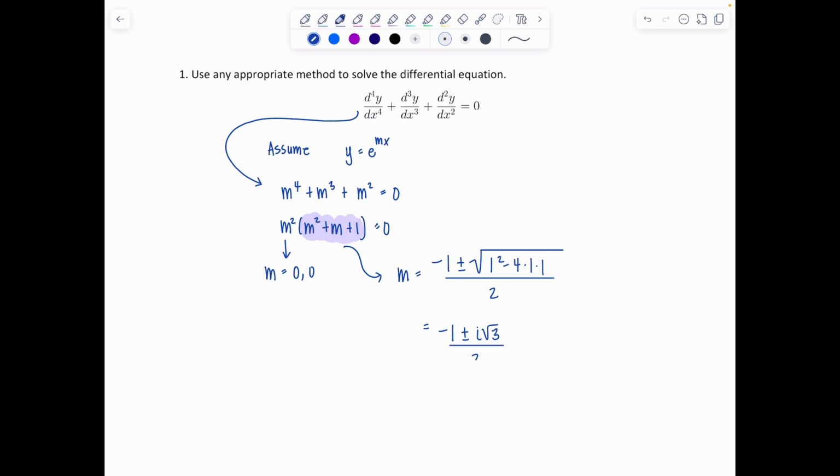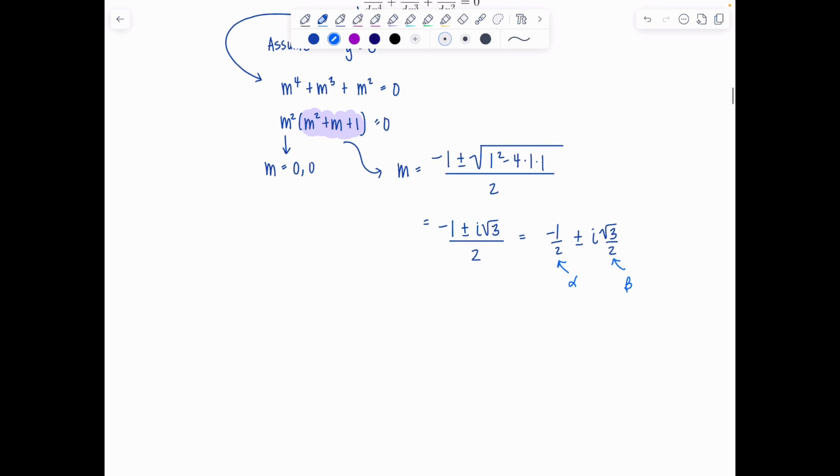So this is -1 plus or minus i root 3 over 2. And we want to be able to separate the real from the imaginary part so we can identify alpha and beta and set up our solution appropriately. So let's rewrite this as -1/2 plus or minus i root 3 over 2. The real part we often refer to as alpha, and the coefficient of the imaginary part is what we call beta.